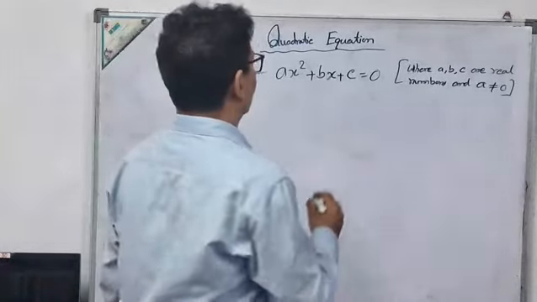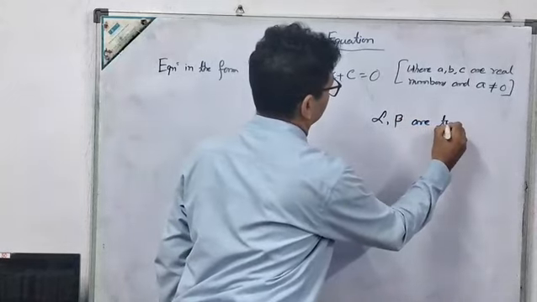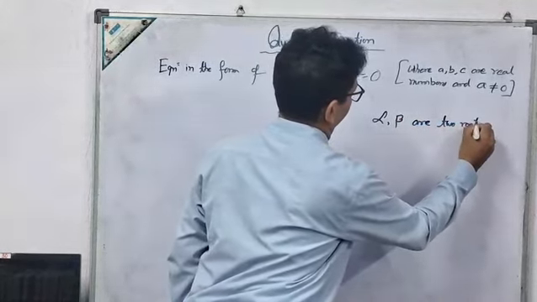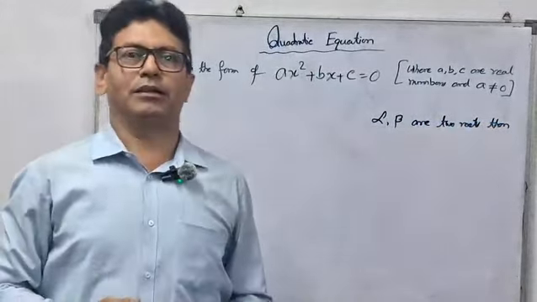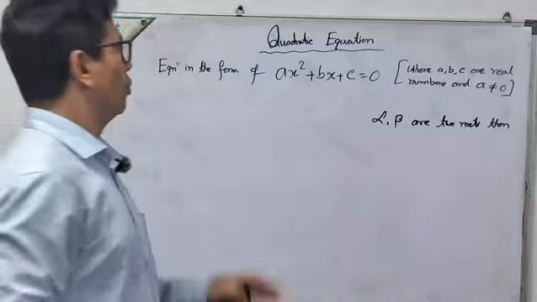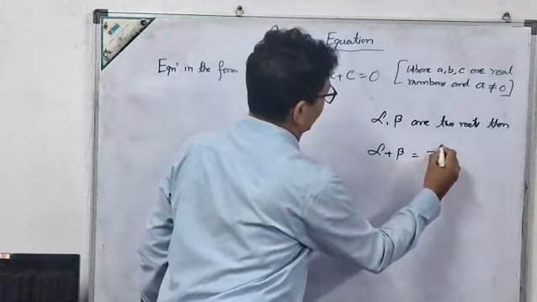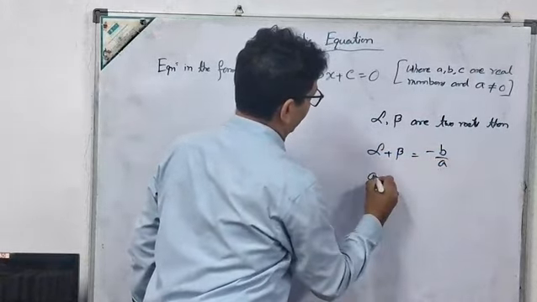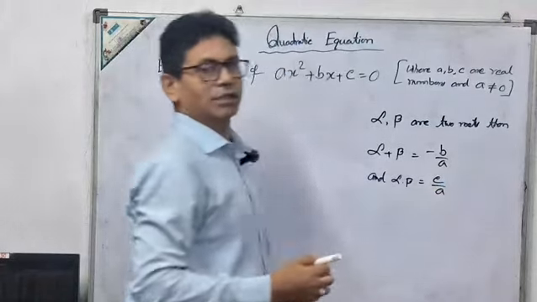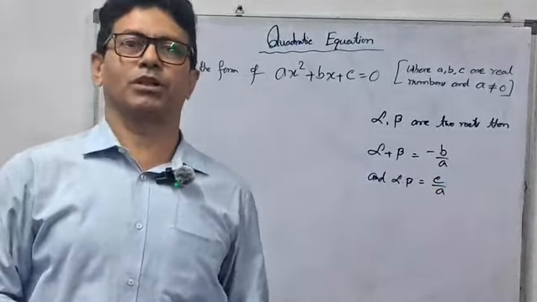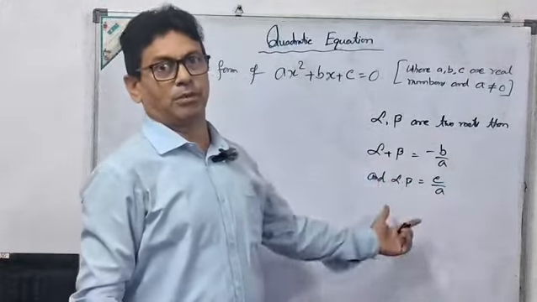If I consider alpha and beta are two roots, then there is a relation between the coefficients and the roots of that quadratic equation. We can easily say that alpha plus beta is equal to minus b by a, and alpha into beta is equal to c by a. That is the relation between the roots and the coefficients of the equation. Based on this topic, you will get short questions in your forthcoming board exam.